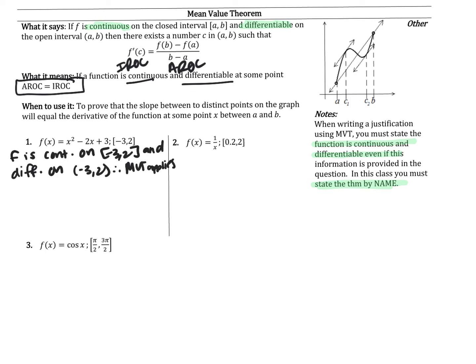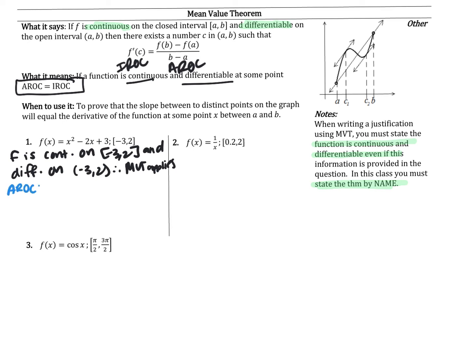So I'm going to start by stating f is continuous on the interval from -3 to 2 and differentiable on the interval from -3 to 2. Therefore, the mean value theorem applies. Now what I need to do is figure out what the average rate of change on that interval is and what the instantaneous rate of change on that interval is, and then I want to set them equal to each other. So you can set this up as one statement as you go, or you can find them separately, and I'm going to try and do it each way so you can get a different idea of what that looks like.